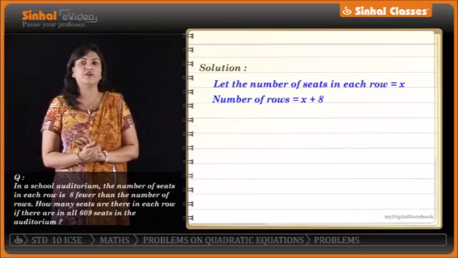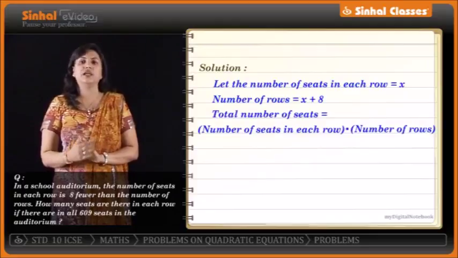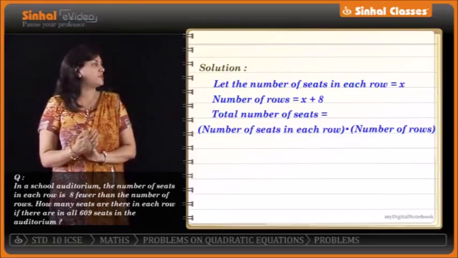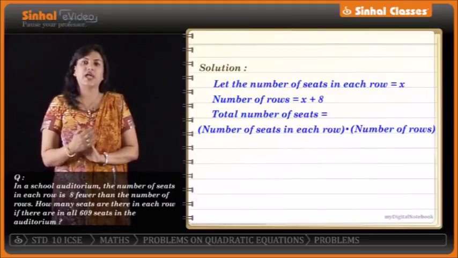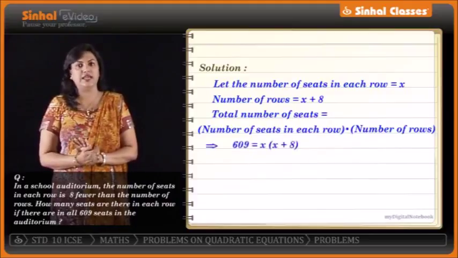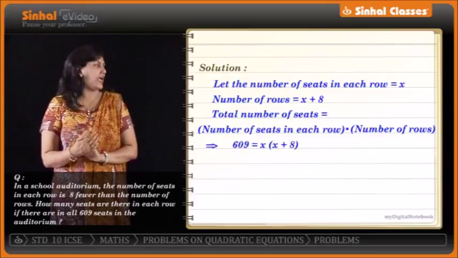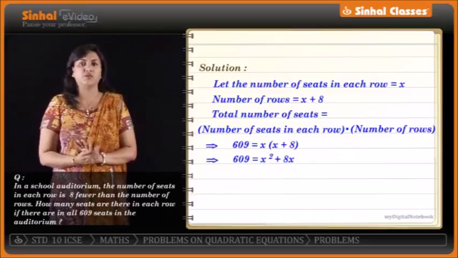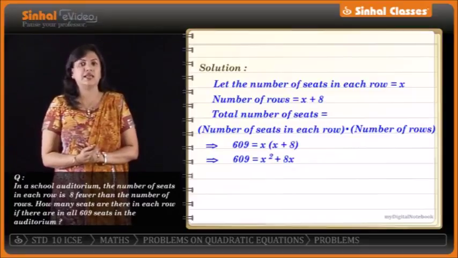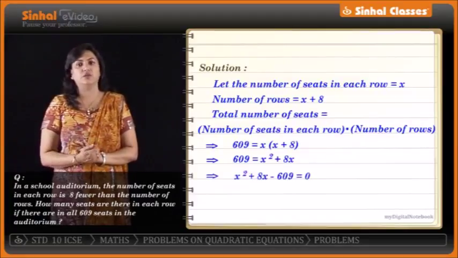Now the total number of seats will be the number of seats in each row times the number of rows. So we get 609 is equal to x into x plus 8. That is, 609 is equal to x square plus 8x. Take all the terms on one side. We have x square plus 8x minus 609 is equal to 0.